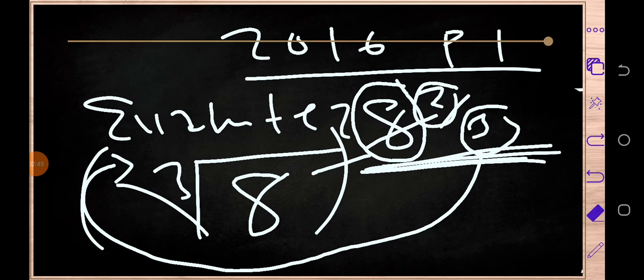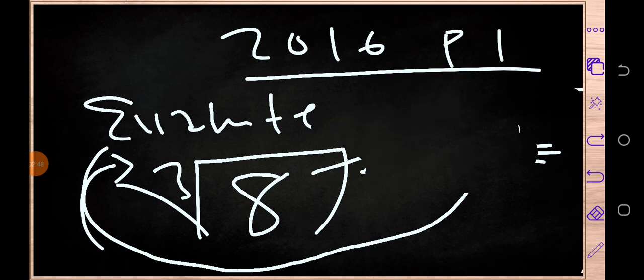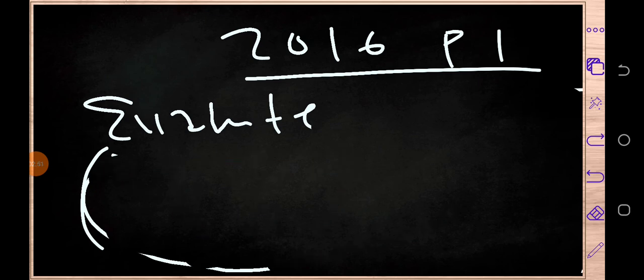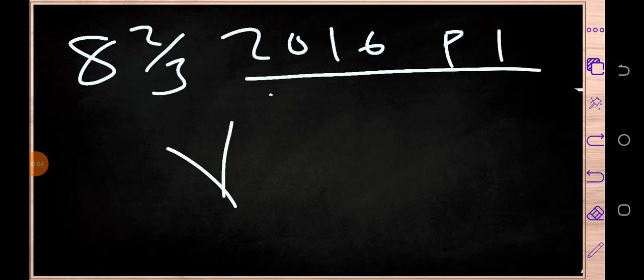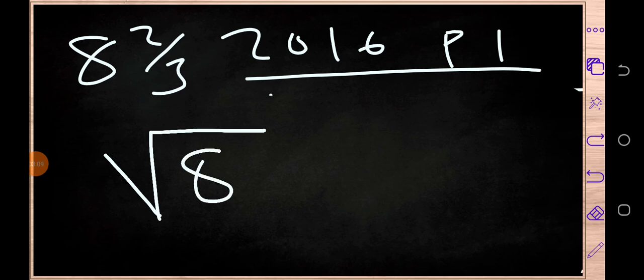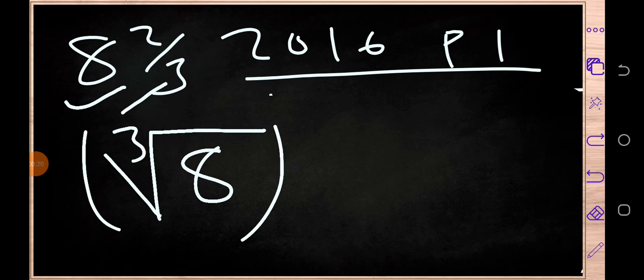Or maybe let me just clear the board so that you can see clearly. Okay, so here is the question. Over 3. So what I was saying is that you're going to write the root, then this number which is the base, you're going to write it right over here. Then this one, you're going to write it right over here. Then this one, you're going to write it right over here.